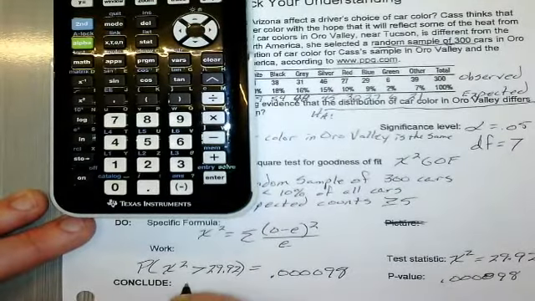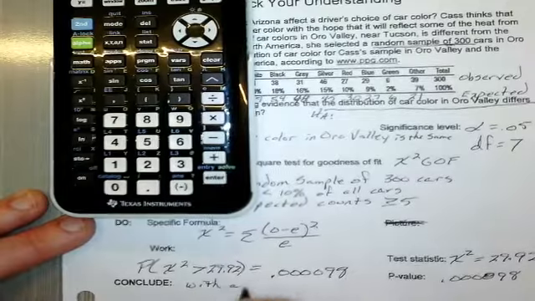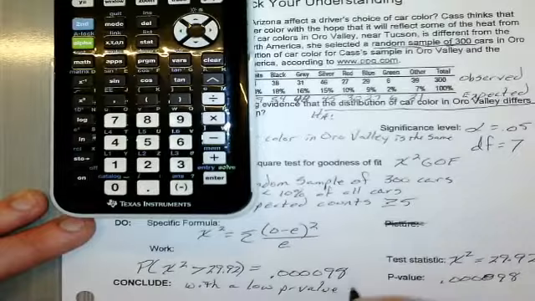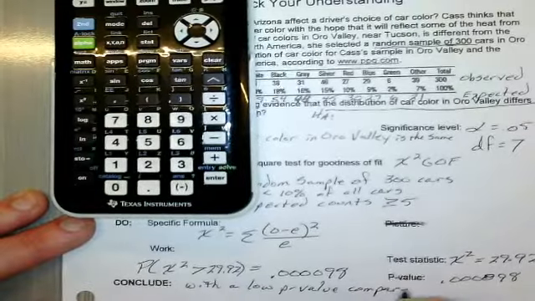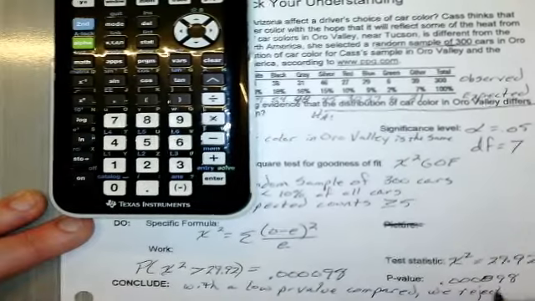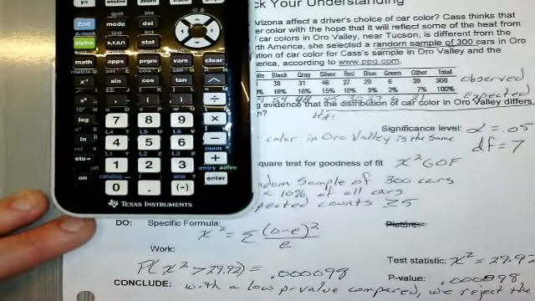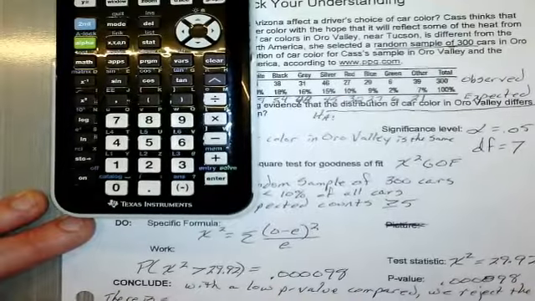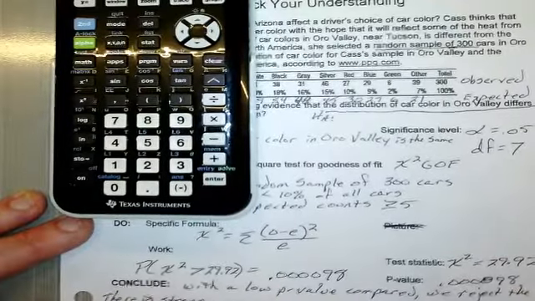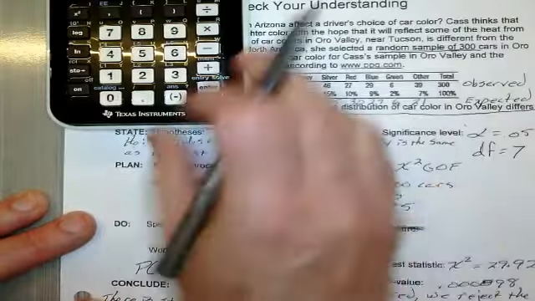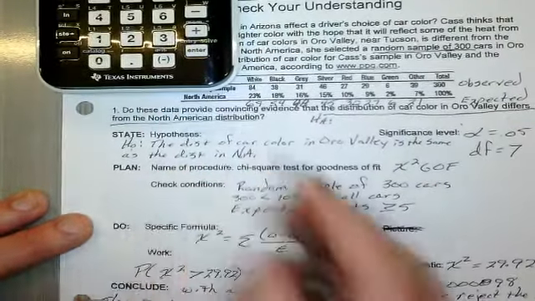Okay, with a low p-value compared to alpha, we reject the null. There is strong evidence. What is there strong evidence of? The distribution of car color in Oro Valley differs from the North American distribution.